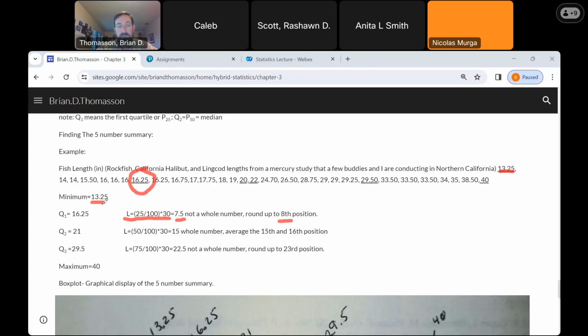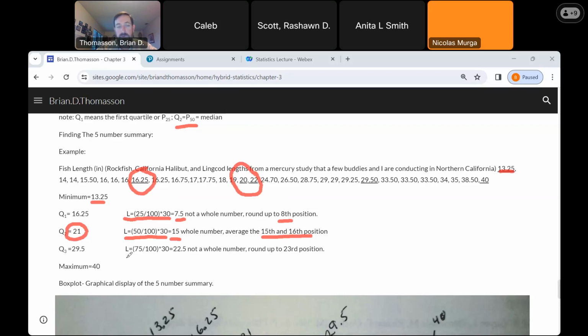And then Q2 is the same thing. That's P50. So we have 50 over 100 times 30. Now we've just changed it from the 25th percentile to the 50th percentile. So 50 over 100 times 30 gives us 15. Now here's the first case where we had a whole number. Anytime we have a whole number, what we do is we average that position, 15, and the next one, 16. That's why I have both of these underlined. We average the 20 and 22, and that's where the 21 comes from. There was no true middle there, so we had to force it halfway between those two.